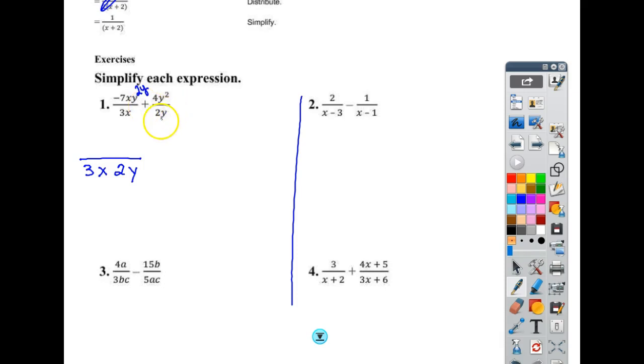Okay, and comparing 2y to 3x 2y, what do we have? What's the difference? A 3 and an x. Okay, so let's multiply these. So what do we get? A negative 7 times a 2 is negative 14x y squared plus, I didn't make my line long enough, okay, what's 4 times 3? 12, and then an x, I'm trying to put them in alphabetical order, and then a y squared, right?